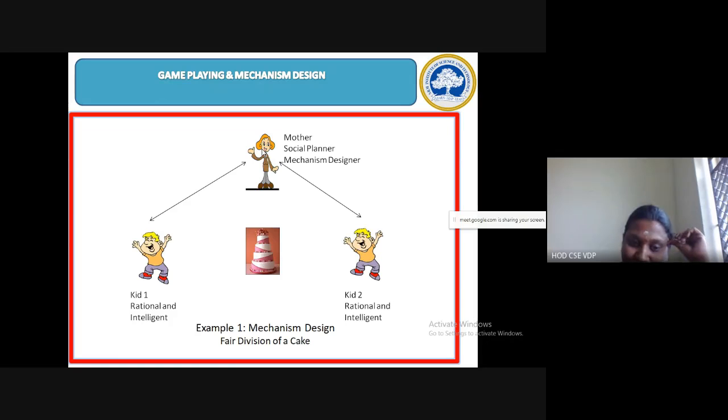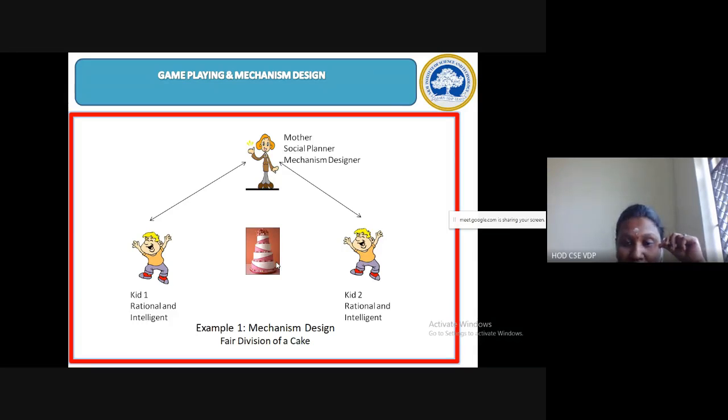Okay, I'll tell you now. The mother is going to ask one of the kids to cut the cake, and the other kid is going to pick the cake. When I am kid 1, I will make sure that the cake is exactly half, because the other person will obviously take the bigger piece. If I cut it slightly smaller, the larger portion will go to the second kid. So I'll be careful enough to cut it into two equal halves.